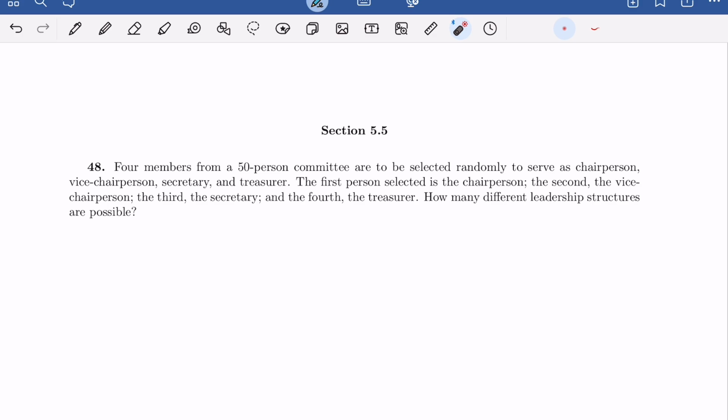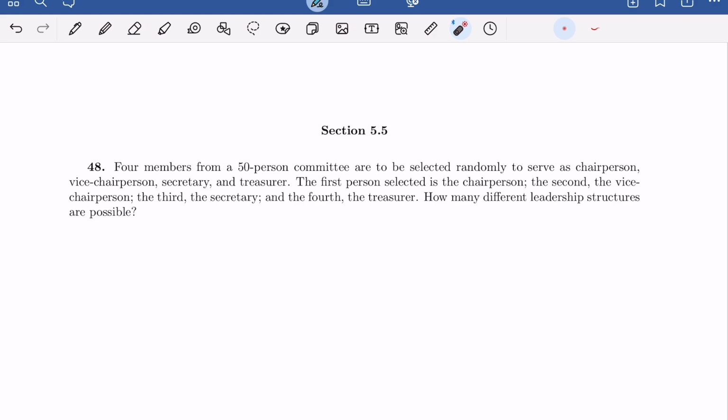This brings us to section 5.5, where we're looking at counting techniques. So for question 48 here, four members from a 50-person committee are to be selected randomly to serve as chairperson, vice chairperson, secretary, and treasurer. So the first person selected will be the chairperson, the second the vice, the third the secretary, and the fourth the treasurer. So we want to figure out how many different leadership structures are possible.